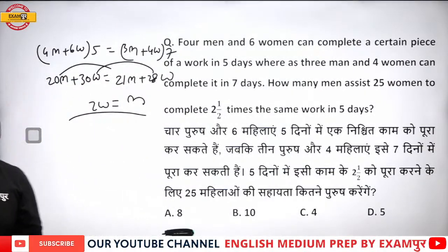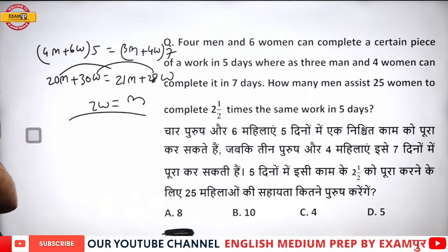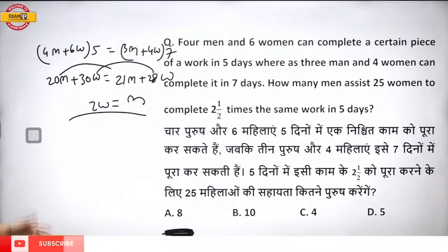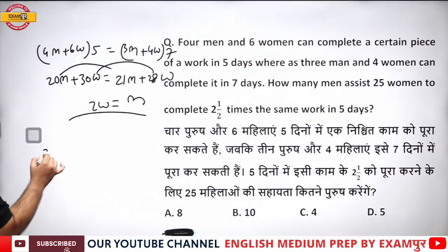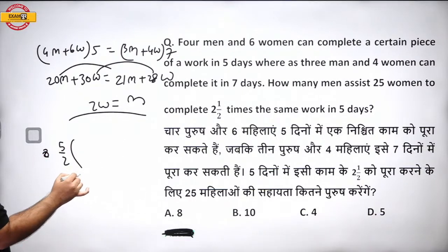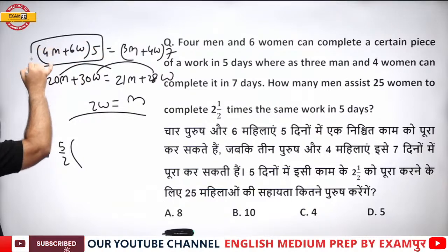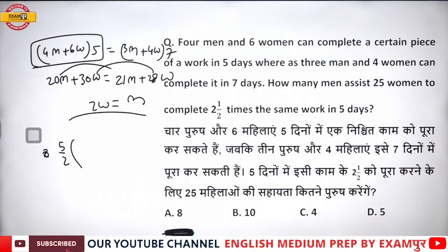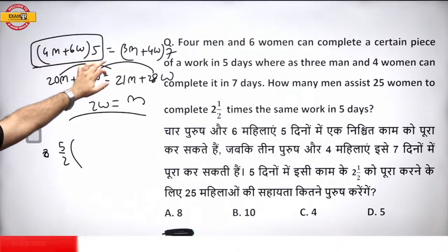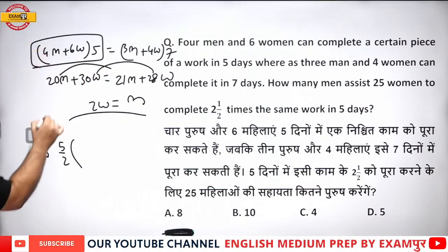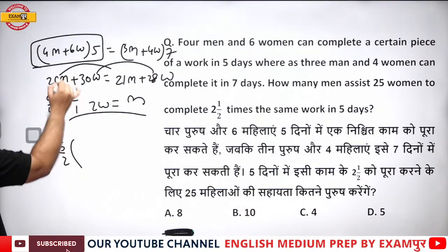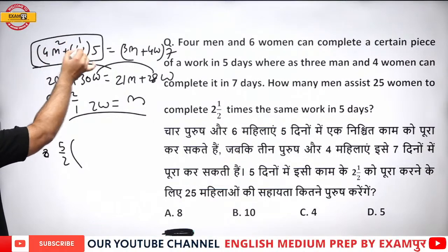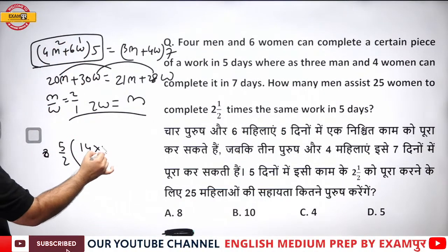So how many men should assist 25 women to complete 2.5 times, that is 5 by 2 of the same work, in 5 days? You can take this work over here. So what is the work? 4 men plus 6 women in 5 days. If you want to put the efficiency, you can put man over woman as 2:1. So man is 2, woman is 1. 8 plus 6, 14 into 5 is the total job.